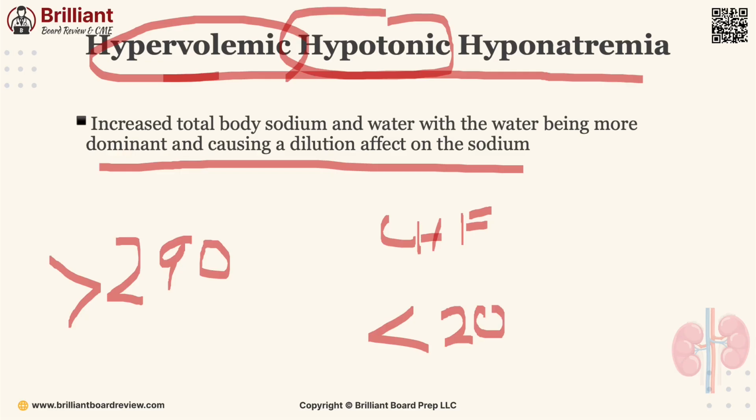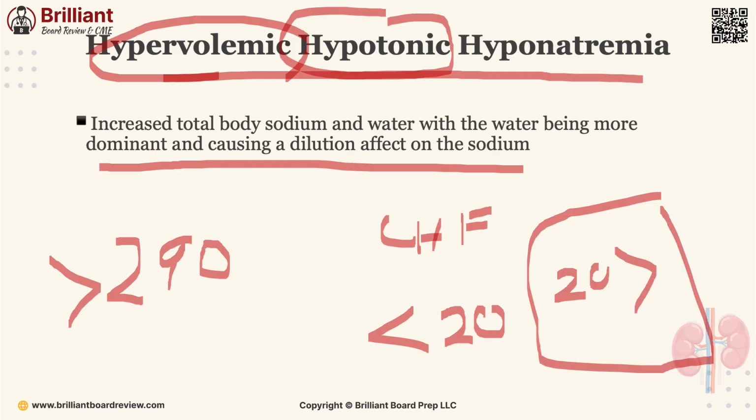And then you can have acute or chronic kidney disease, with inability to manage both sodium and water. The urine sodium will be greater than 20. So in kidney disease, you don't have the ability to manage sodium or water properly.